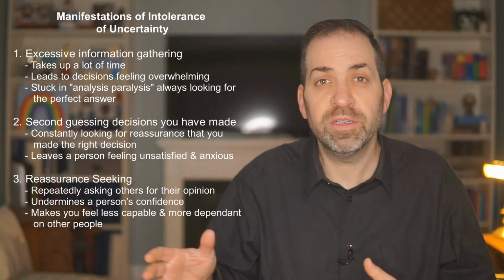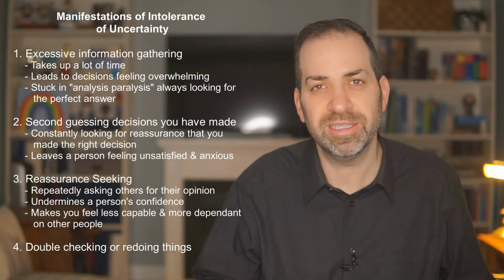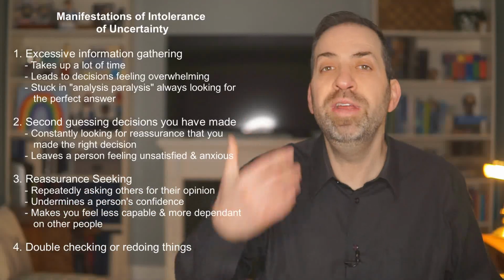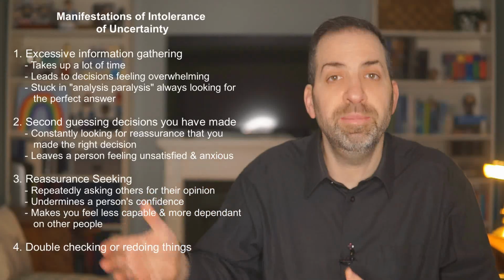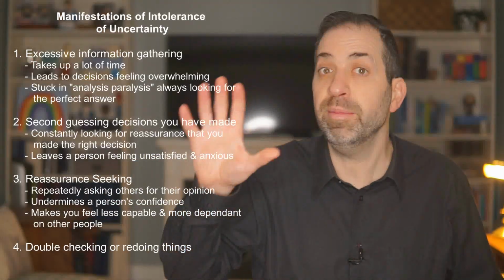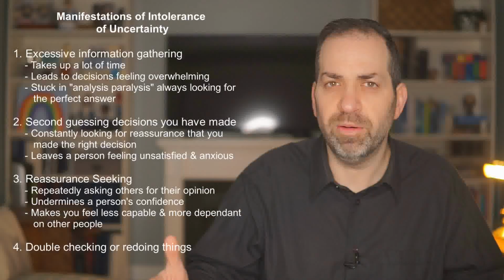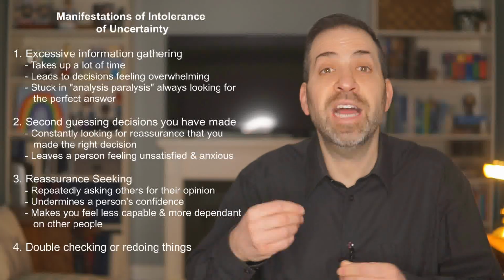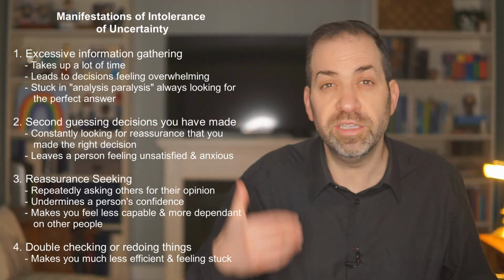Another manifestation of intolerance of uncertainty is double checking or redoing things because you're no longer certain that you did them right in the first place. So imagine you're about to send an email. Instead of just hitting send, you read it over and over, checking for spelling errors, unclear phrasing, or anything that could potentially be misinterpreted. You might even save it as a draft and come back to it later to review it again, just to be sure. Now, while this might on the surface look like I'm just being thorough, it's really about trying to eliminate any possibility of uncertainty. And the problem is, this kind of perfectionism kills efficiency, and it can leave a person feeling stuck in a constant loop of doubt.